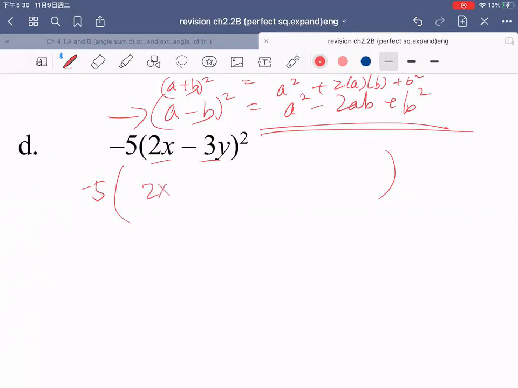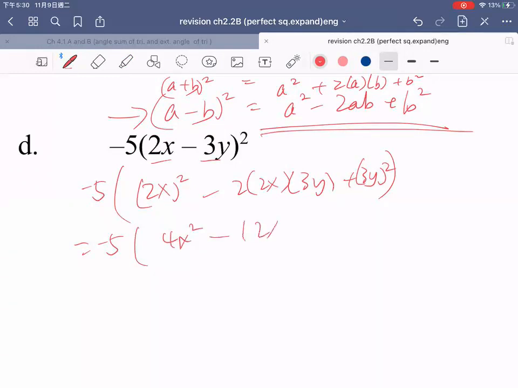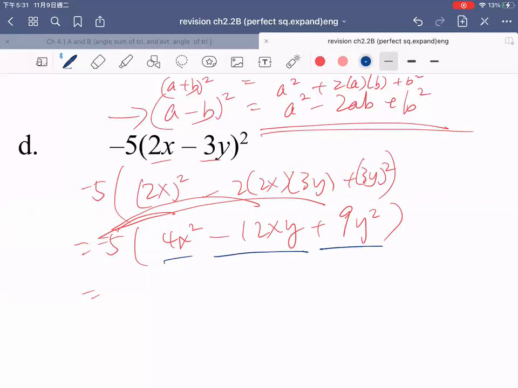So we have (2x) bracket square minus 2 times 2x times 3y plus (3y) bracket square. Remember all the brackets. So negative 5, leave it. And we have 4x squared minus, remember, 2 times 2 times 3 gives you 12xy plus 3y times 3y gives you 9y squared. So again, remember, every negative has to multiply the 3 elements in the brackets.